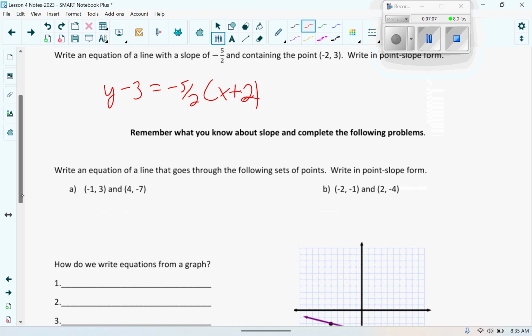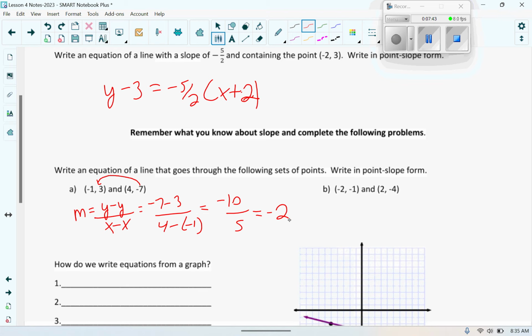Okay, so let's talk about what if you don't have a slope? What if you just have 2 points? Totally fine. We are going to use the slope formula. So m equals y minus y over x minus x. And again, don't worry about direction. I always go from right to left, but you can go from left to right. So I'm going to say -7 minus 3 over 4 minus -1. So it looks like that. So let's see, -7 minus 3 is -10. 4 plus 1 is 5. So my slope ends up being -2.